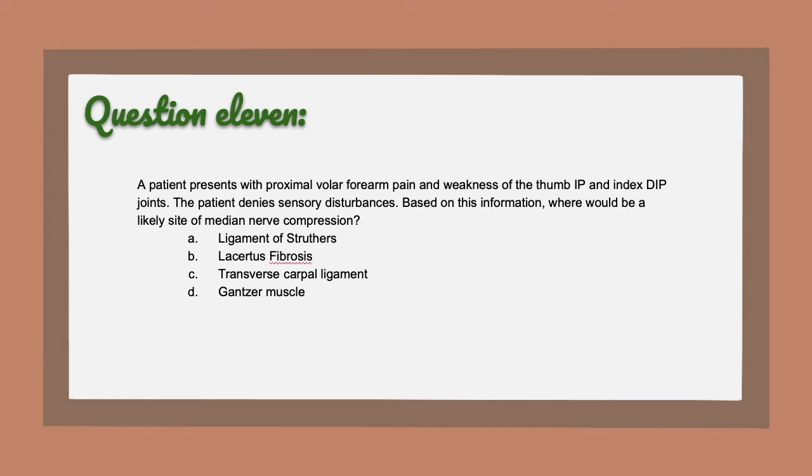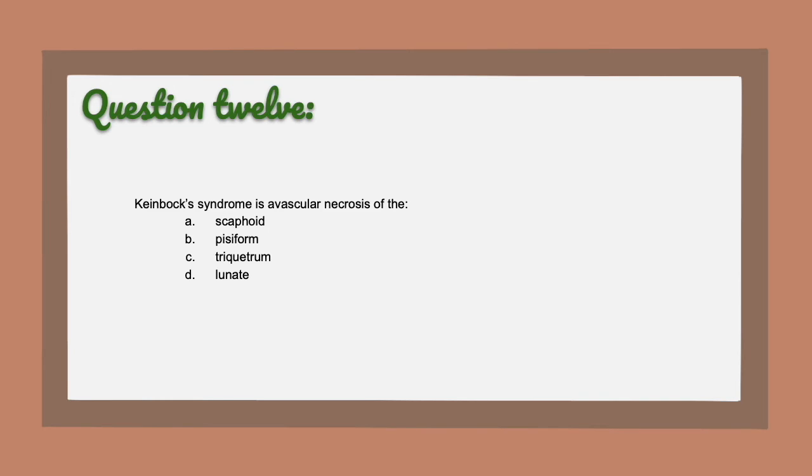At lacertus fibrosus, they'll have sensory symptoms. Same with the transverse carpal ligament, plus they typically wouldn't have symptoms in the forearm if the compression is at the transverse carpal ligament. And then compression at the ligament of Struthers usually has pain in the forearm, which is accentuated during wrist extension. So correct for question 12 is D, the lunate.